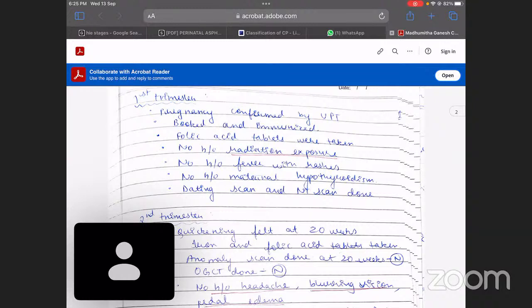Rubella can cause microcephaly. Microcephaly is one of the important factors for CP. Without microcephaly, CP is less likely, you can say. But rubella may, but it's not that much associated with CP. Toxoplasmosis may cause? No, it's not.